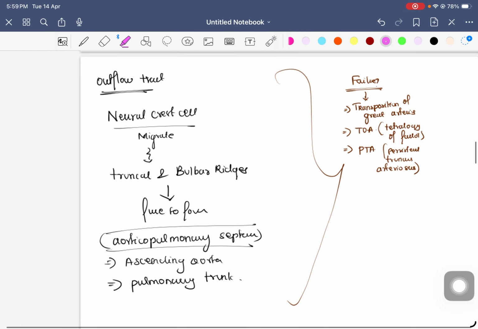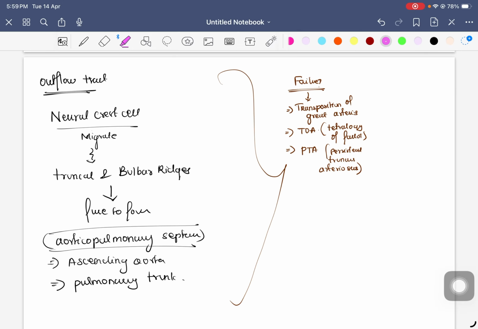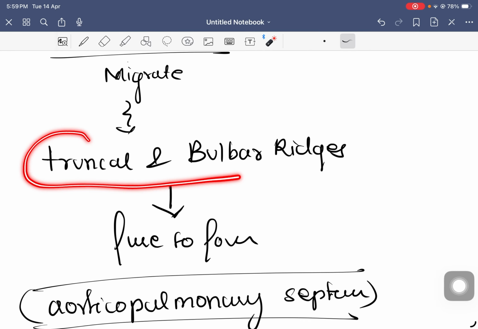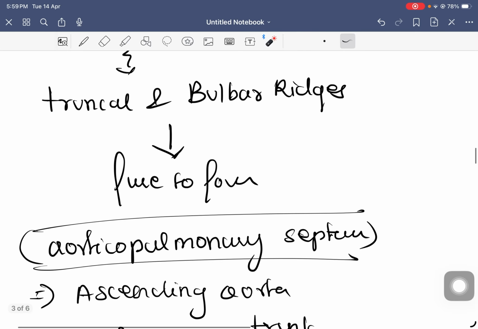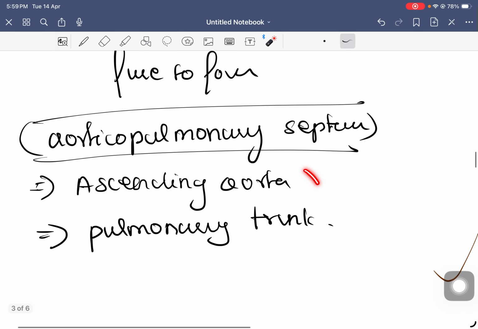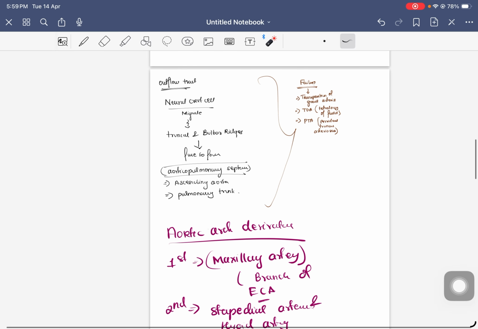Okay, so now let's see the outflow tract. How is the outflow tract formed? The neural crest cells migrate and form into truncal and bulbar ridges. These all will fuse together and they will form the aorticopulmonary septum, which gives the ascending aorta and pulmonary trunk.